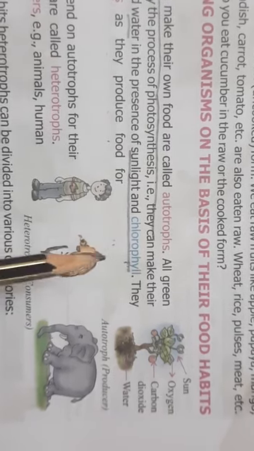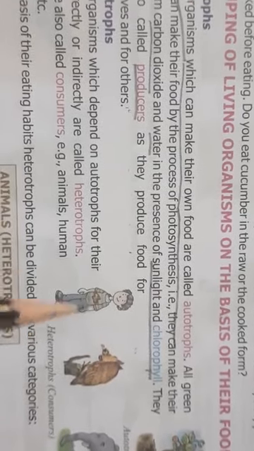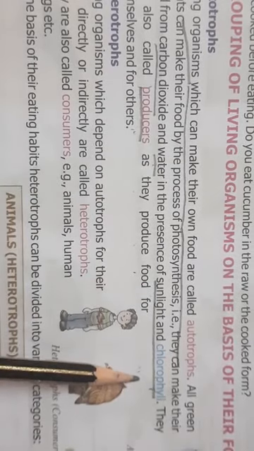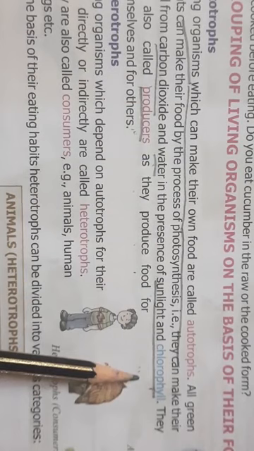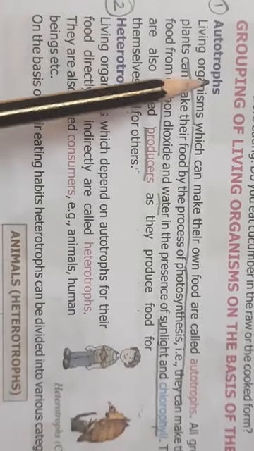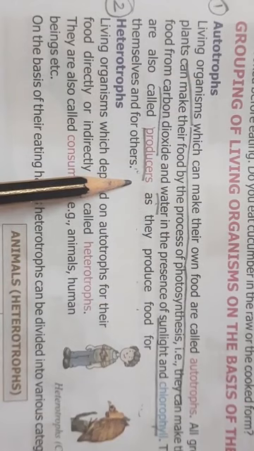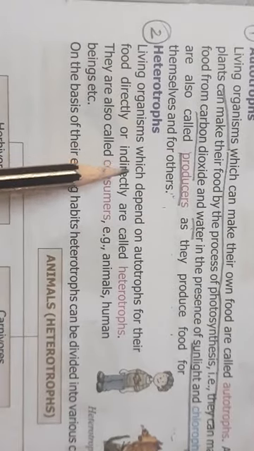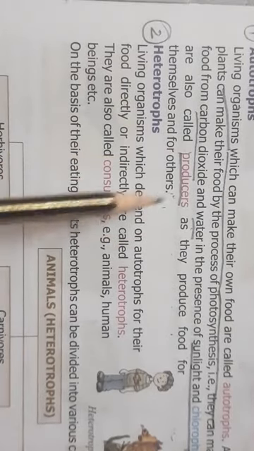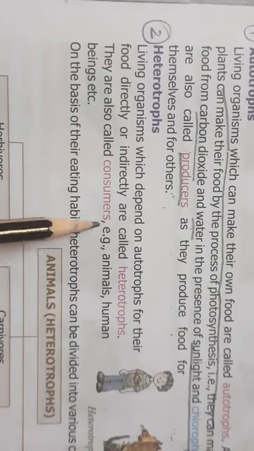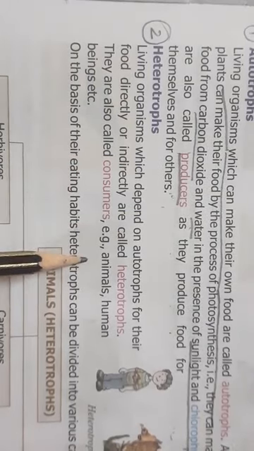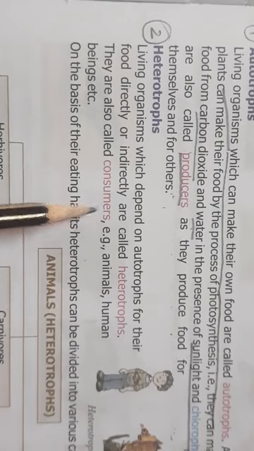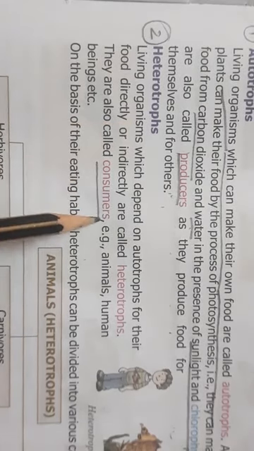So how do green plants make their food? The green plants make their food with the help of carbon dioxide, water, sunlight and chlorophyll. And since green plants can make their own food, they are called as autotrophs or producers. Clear, children? Then the second group is the heterotrophs. Heterotrophs means all the living organisms which depend on autotrophs, that is the green plants, for their food. For example, animals, human beings, everyone, they all are dependent on the green plants. Heterotrophs are also called as consumers.